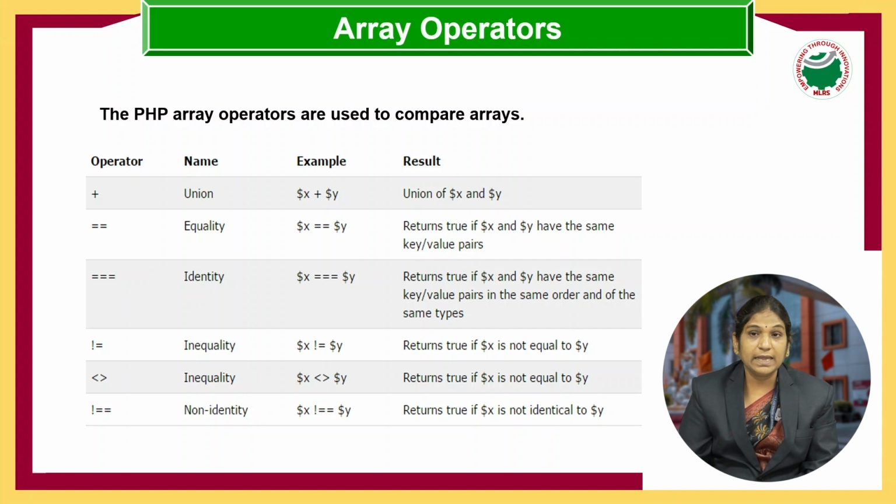And next, three equal signs indicate identical: $x three equal signs $y returns true if $x and $y have the same key value pairs in the same order and of the same data type. Here, in equality it checks whether they have the same key or value pairs. But in identity it checks the key value pairs, and they should be in the same order and belong to the same data type.